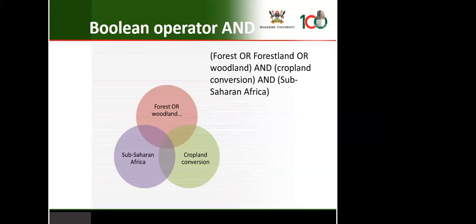So do we see where "and" comes from? And my question is, in those circles, I am searching for that literature. Where are my results? Intersection. So do you see now here in the intersection, you find studies that have forest or woodland and cropland conversion and Sub-Saharan Africa. This small one, okay? So do you see that Boolean operator "and" limits your results? Boolean operator "or" expands your results. Boolean operator "and" limits because it combines the different concepts. Okay.